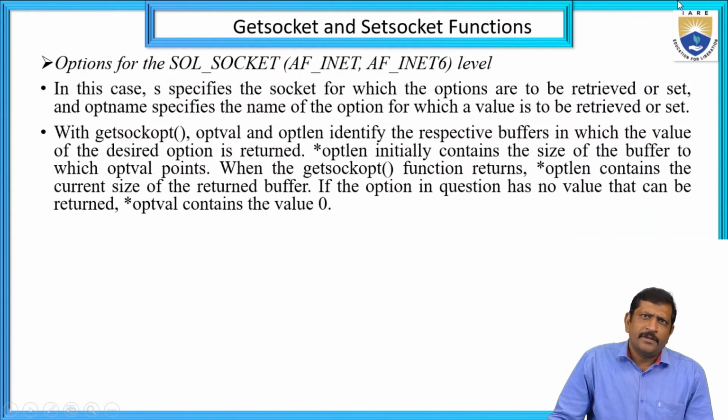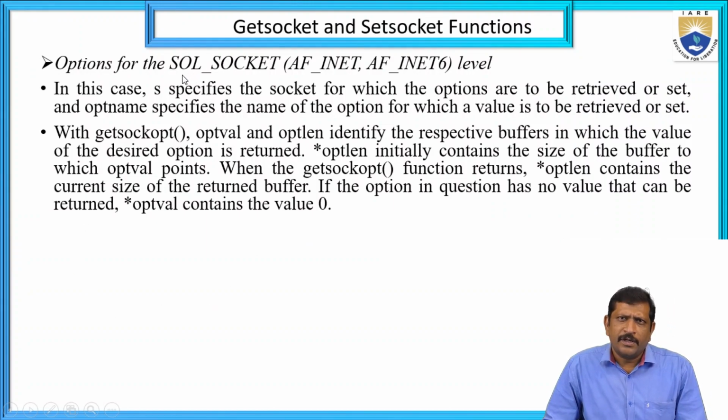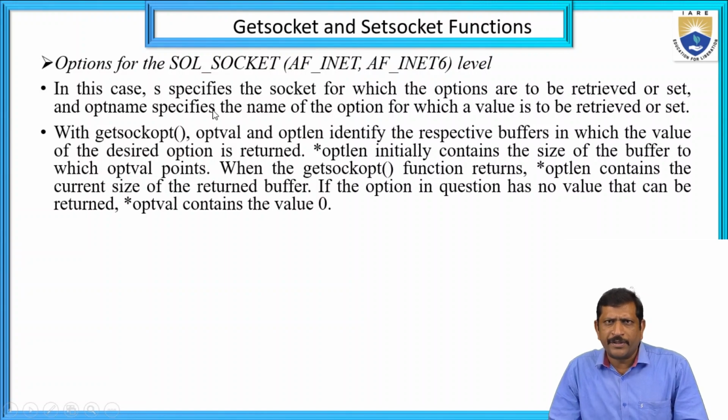And here are the options for the SOL_SOCKET level; the socket address families AF_INET and AF_INET6 are the levels. Whenever we are utilizing the options in this case, they generally specify the socket. The specific socket option will be considered by taking the specific socket into account. Now we are retrieving the data and setting the time interval for performing the operations.